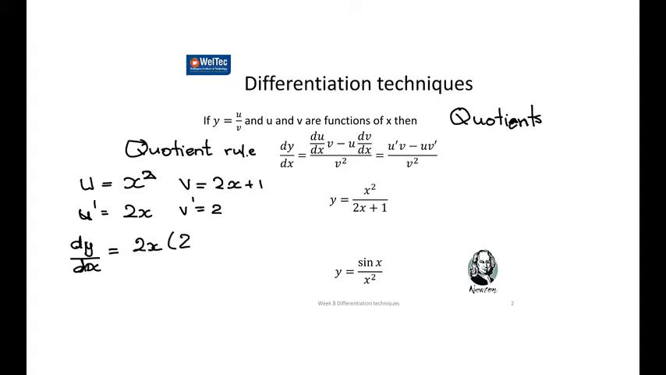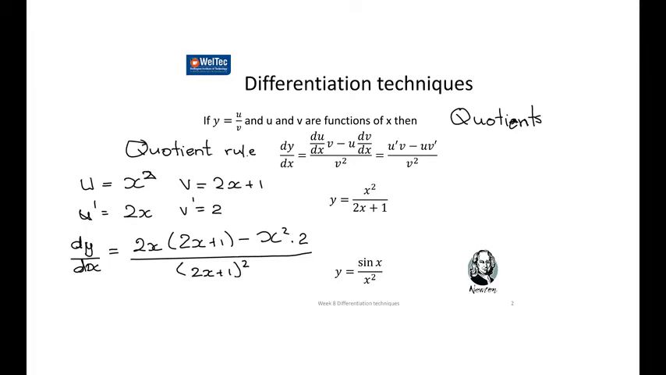times v, which is 2x plus 1. Now it's minus this time because that's what the rule says, minus u, which is x squared, times 2, and that's all over. Now look at the rule, it says v squared, so v is 2x plus 1, so it has to be 2x plus 1 squared. And you're not required to simplify.